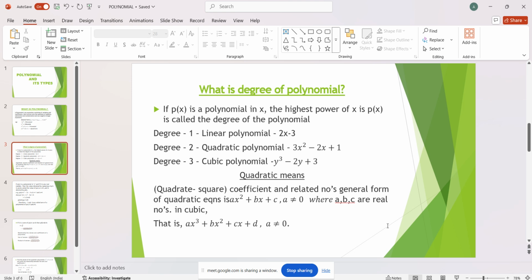The quadratic polynomial has the general form ax square plus bx plus c, a not equal to 0, where a, b, c are real numbers.